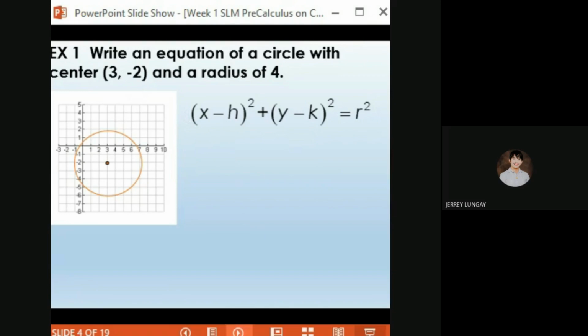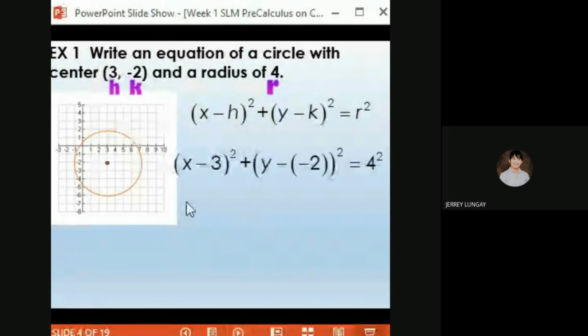So ato siyang i-plug in, so our h again is 3, our k again is negative 2, and our r is 4. Okay, so ato siyang i-plug in class, it would become x minus 3. Kanaha, tanawa ha, x minus 3 raised to 2 plus y minus the negative 2. Okay, tanawa, i-plug in ato. Raised to 2 is just equal to 4. 4 is the radius and raised to 2 because it is indicated already in the standard form equation of a circle niya. Gerase siya tanan og 2.